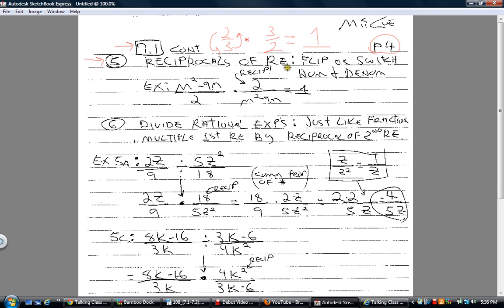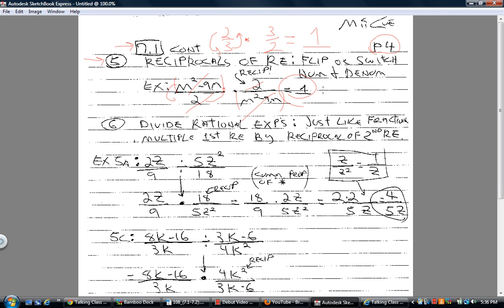The same concept happens with rational expressions. Here's just a quick example. Take a rational expression and multiply by its reciprocal, flip the numerator and denominator, bring it down, bring it up, and what you've got here is m squared minus m on both the numerator and denominator, top and bottom. It cancels out, the 2 and the 2 cancel out, and you're equal to 1.